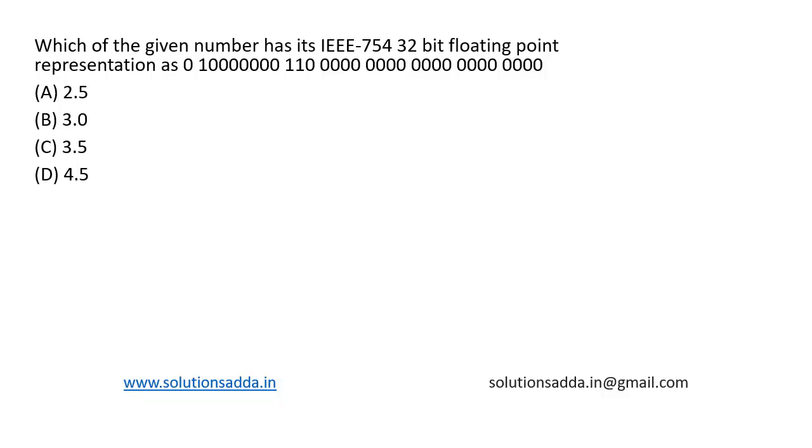This is a question from computer organization. Which of the given numbers has its IEEE 754 32-bit floating point representation as this particular representation? The basic formula for the conversion of IEEE 754 32-bit floating point is as follows: (-1)^s into 1.m into 2^(e-127).